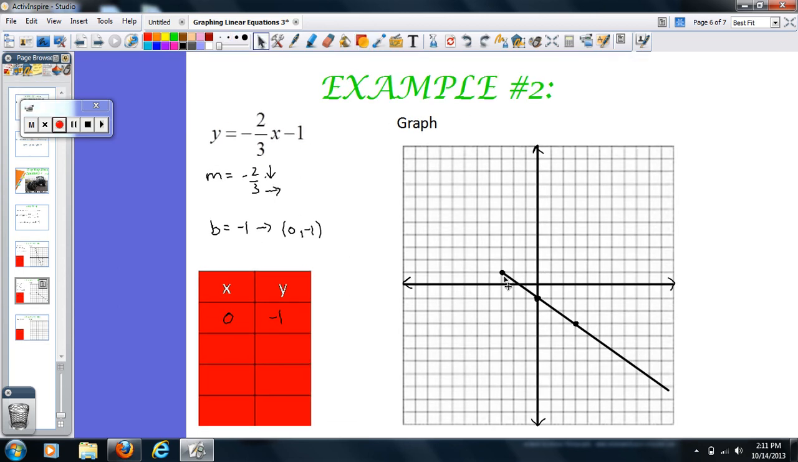I'm going to connect these with a line. Remember to use a ruler as you're doing yours. Put the arrowheads on. I need to label my points.